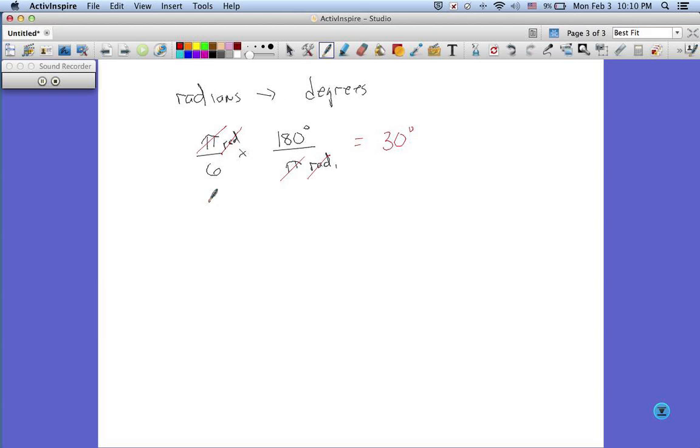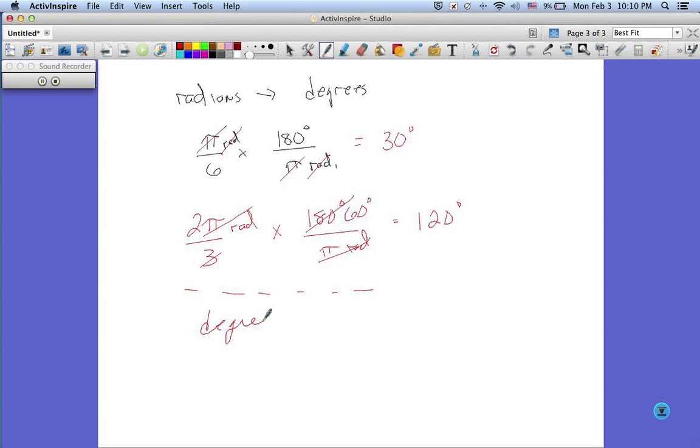What if you want to translate 2 pi over 3 radians into degrees? Well, same deal. 180 degrees over pi radians. Pi radians is gone. 180 over 3 is 60, so we have 120 degrees. Okay, and what if you want to go the other direction? Degrees versus radians.